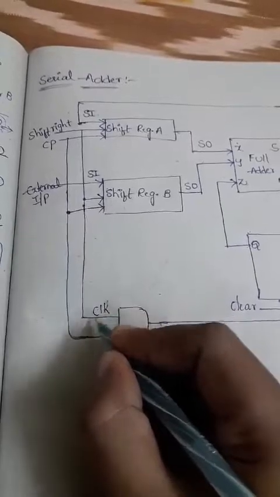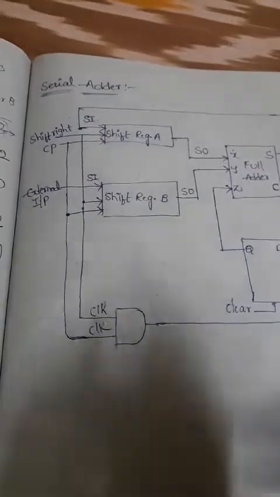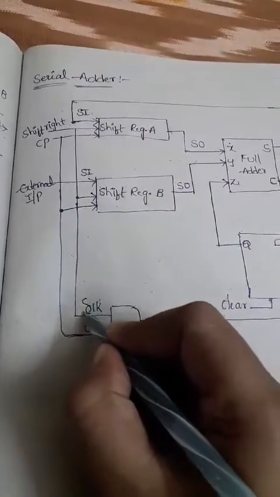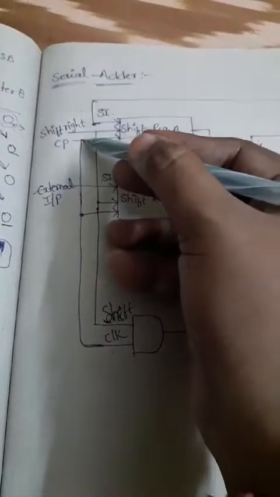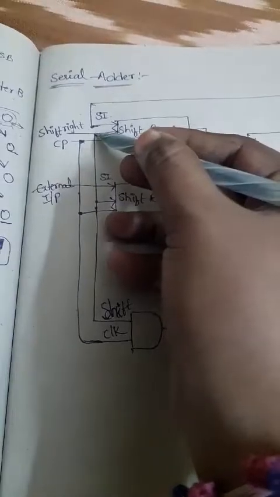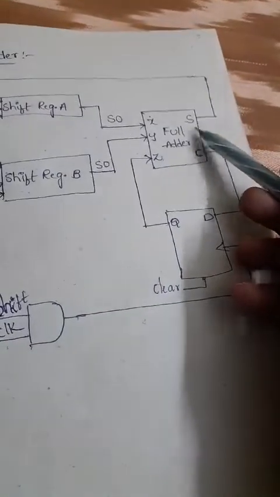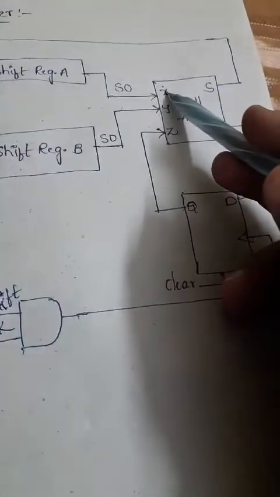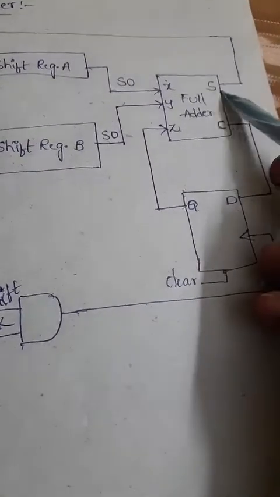One input is used as the clock pin and another as the shift right pin, the shift control pin. This line will be the clock and this will be the shift right pin. SI is serial input, SO is serial output. The full adder has 3 inputs and 2 outputs. The 3 inputs are represented by X, Y, Z and the 2 outputs by sum S and carry C.